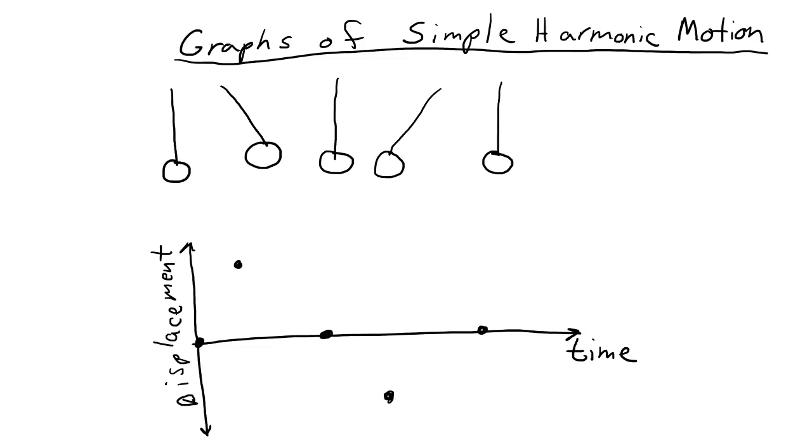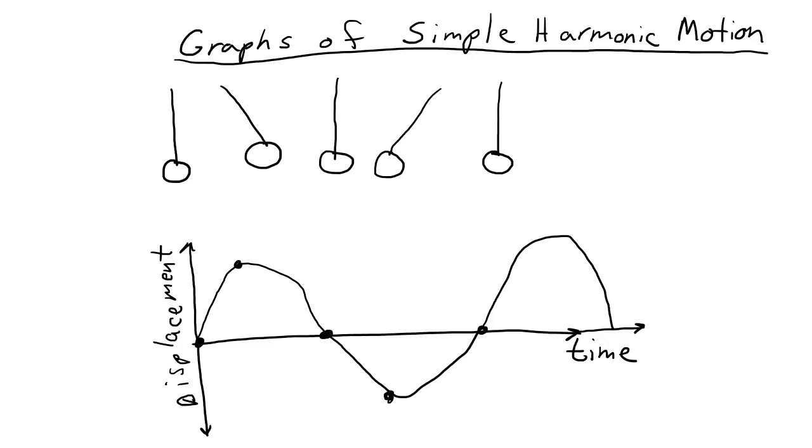So, if I were to connect all these dots, I get my displacement time graph for my pendulum starting at the equilibrium position. We can see a few things from this graph. If I were to continue out this trend, we see that this is a sine wave. So all graphs of simple harmonic motion are going to be either sine waves or cosine waves. In this case, the pendulum started with no displacement, so my wave is going to be a sine wave.